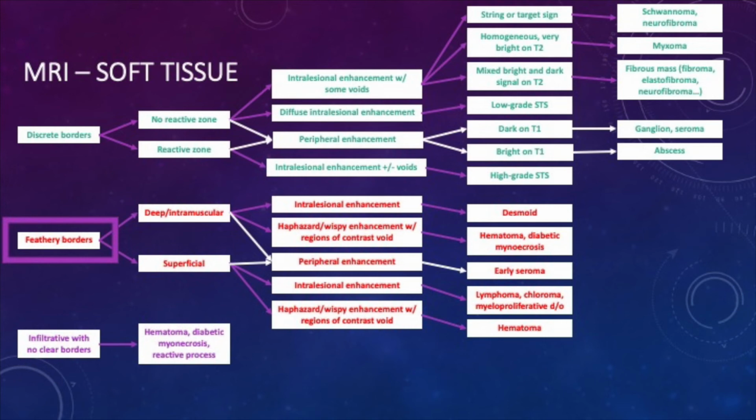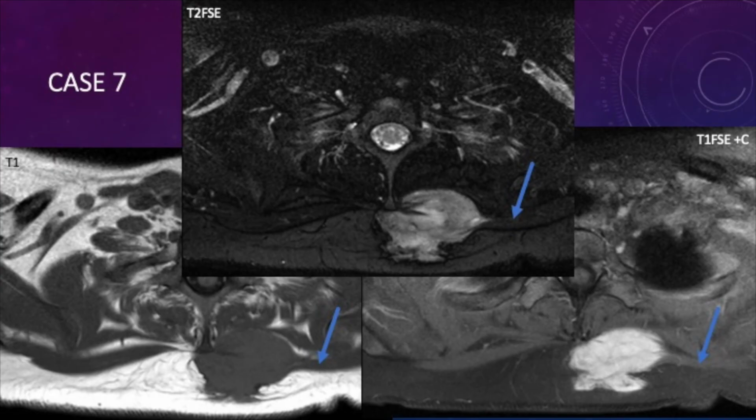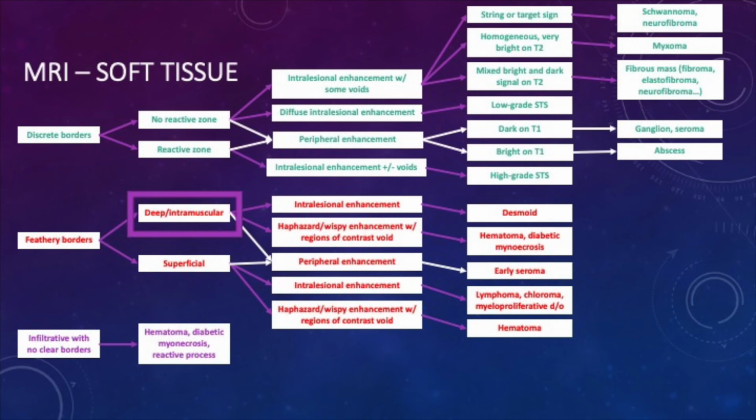So the next thing we have to ask is, is this deep and intramuscular, or is this superficial? Again, you can see this in the subcutaneous fat, so that's where a lot of people will go wrong on this. They're going to say this is superficial, but if you look closely, that's what the blue arrow is pointing to here, the trapezius muscle. So this is an intramuscular tumor. This would technically be characterized as deep.